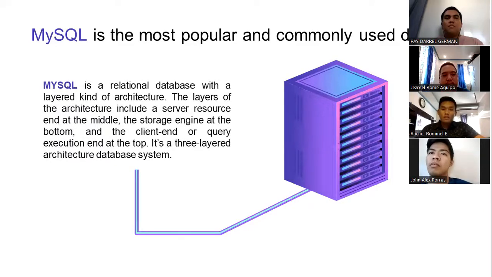Next, this is the picture of MySQL. MySQL is a relational database with a layered kind of architecture. The layers of the architecture include the server resource in the middle, the storage engine at the bottom, and the client end or query execution at the top. It's a three-layered architecture database system.